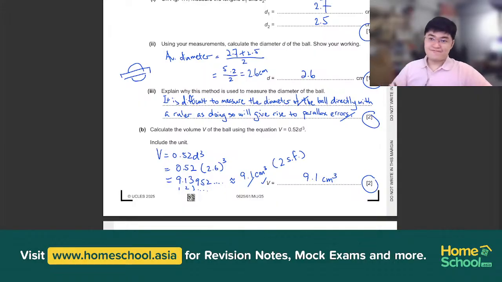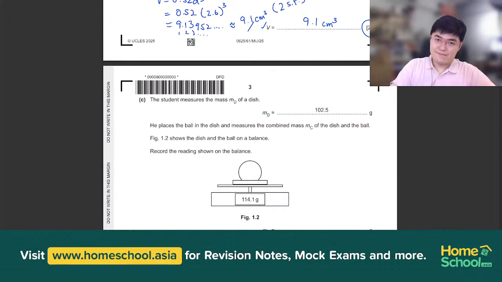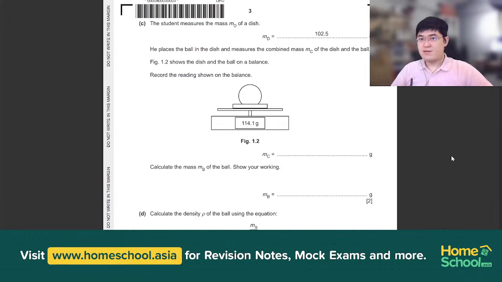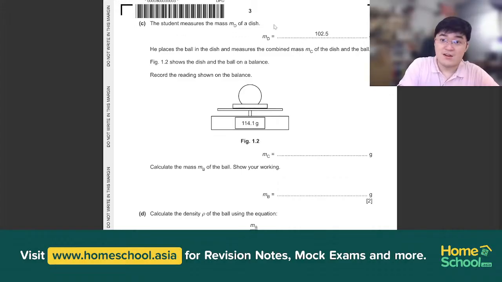All right, so let's move on to part C. The student now has done measuring the volume. He now measures the mass of a dish, which is 102.5 grams. Then he puts the ball on the dish, and he measures the combined mass, MC, of the dish and the ball. Figure 1.2 shows the dish and the ball on the balance.